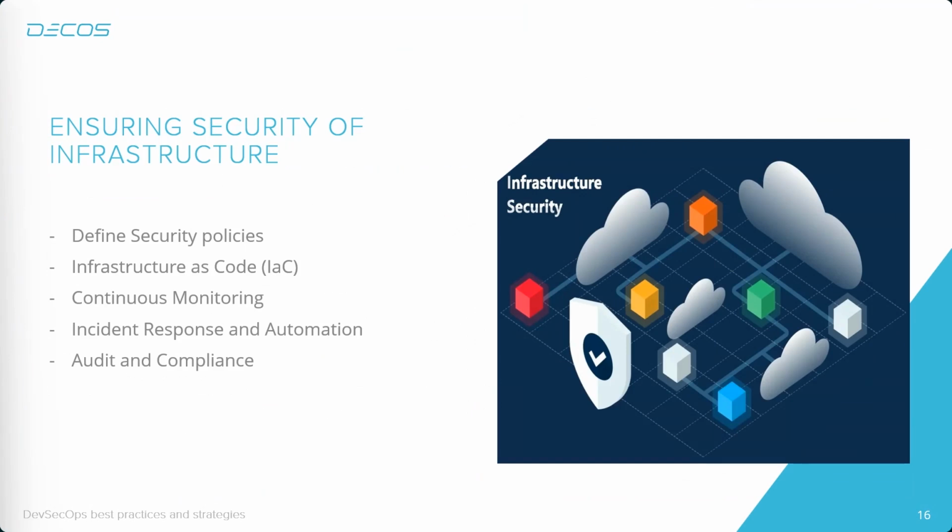Then ensuring security of infrastructure. Security policies should cover areas such as access controls, data encryption, network security, and compliance requirements. Next one, we can use infrastructure as code security scanning tools to identify and remediate security issues in your infrastructure code.